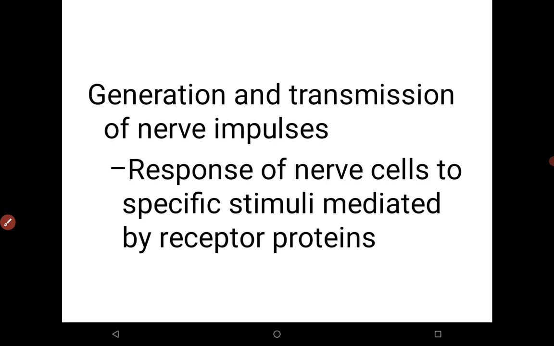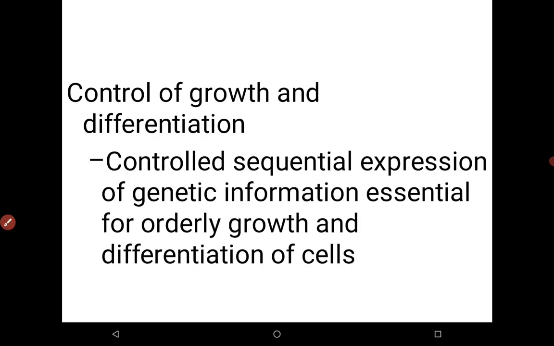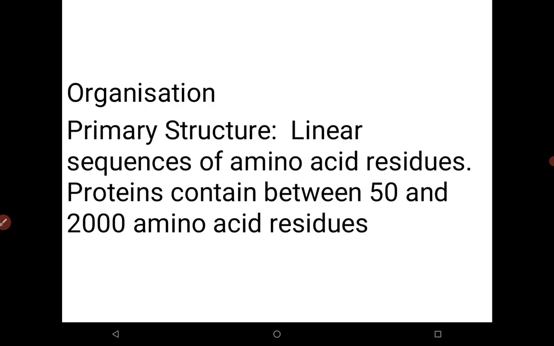Some are involved in generation and transmission of nerve impulses. You have certain proteins involved in the response of nerve cells to specific stimuli. How do they detect the stimuli? Because of the receptors, and some of these receptors are made up of proteins. Then there is control of growth and differentiation, the controlled sequential expression of genetic information. We've already talked about how genetic expression works. Now we go to something very important.